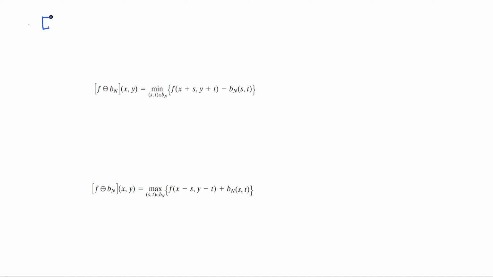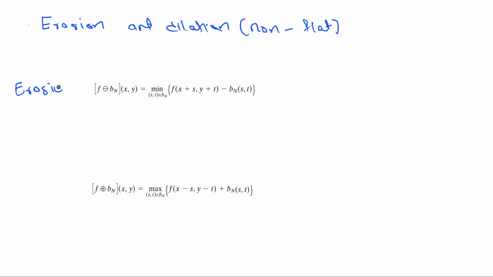Now we will look at the erosion and dilation for a non-flat structuring element. Okay, so the first equation is the equation for erosion. When you look at this equation, this has a little bit of change, unlike the flat structuring element. Here we are actually subtracting the intensity of the structuring element. So for a non-flat structuring element, we will have different values in the structuring element itself.